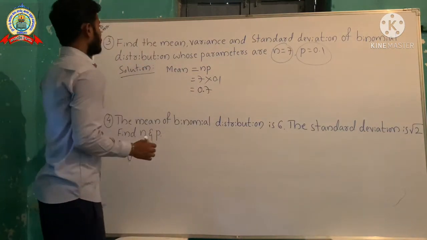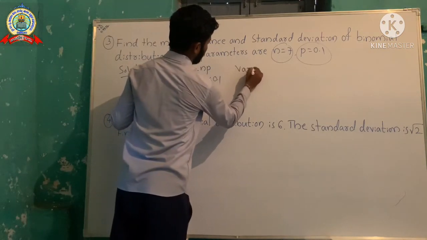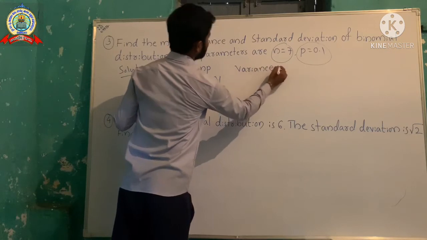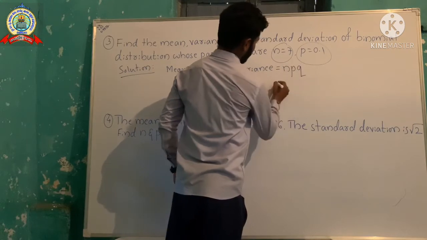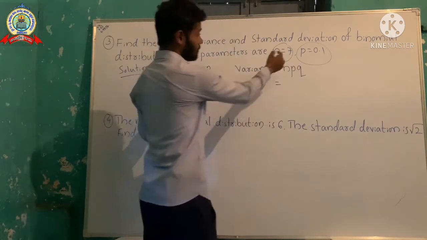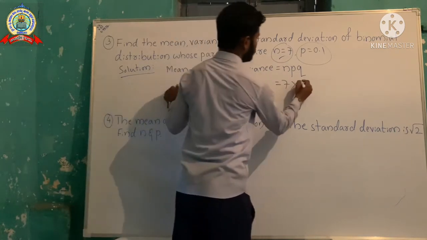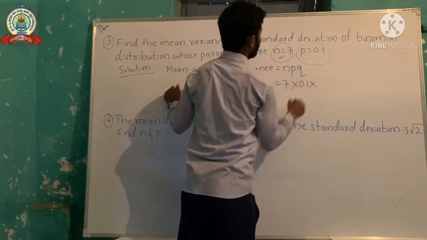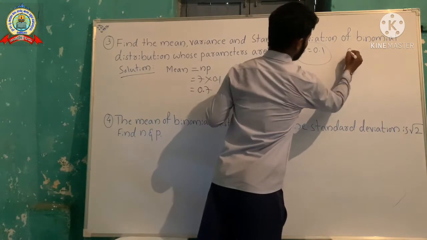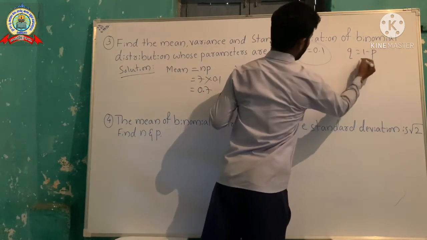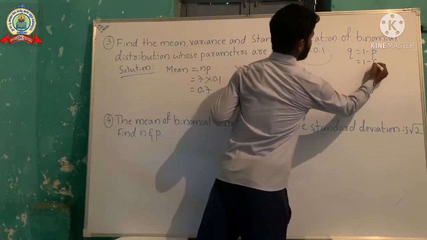Okay. So next, variance of a binomial distribution. Variance is equal to npq. Okay. So n value is given, so 7 into p value is given, 0.1, into q. So now we have to find the q value. So q is equal to 1 minus p. 1 minus p value, which is given, so that is 0.1.